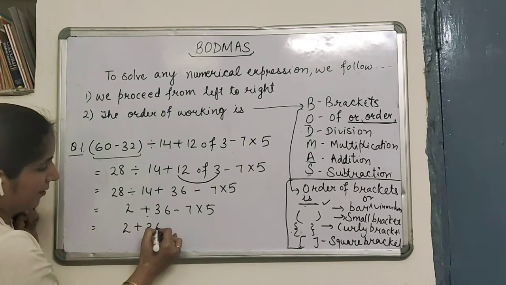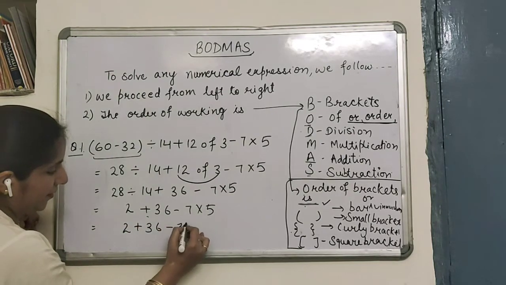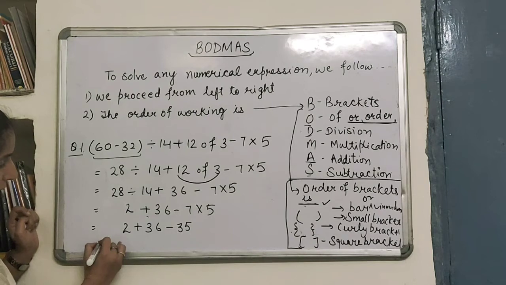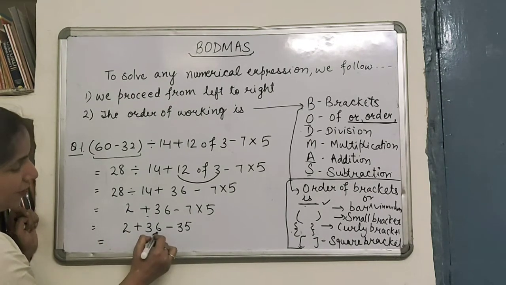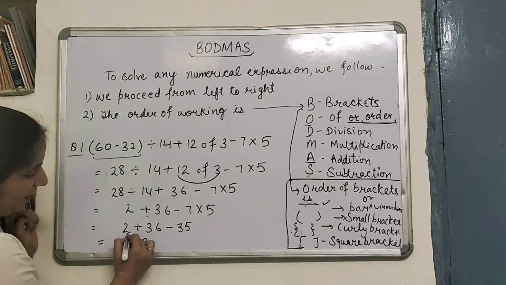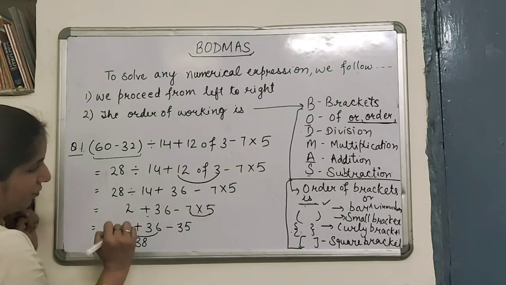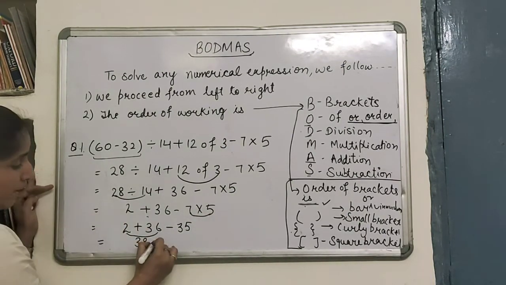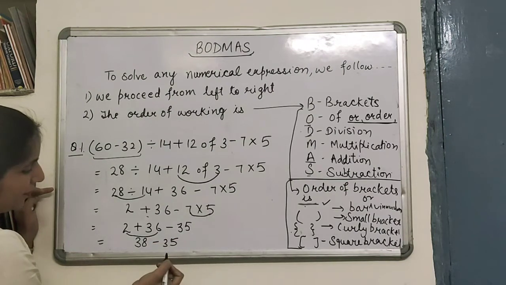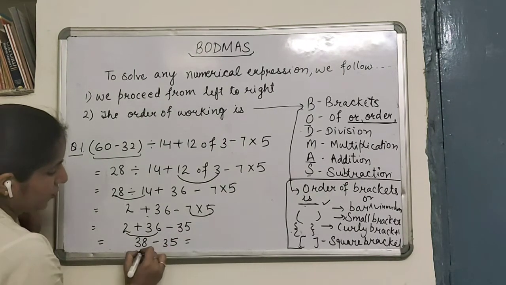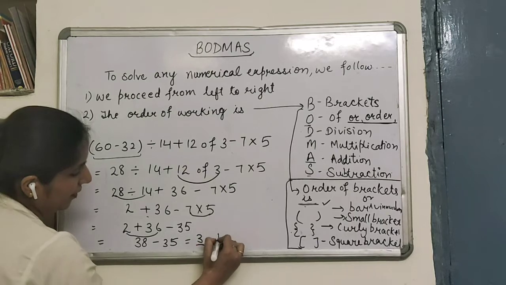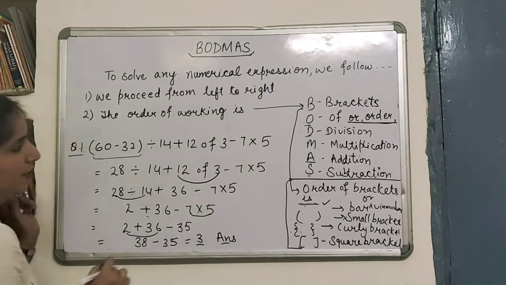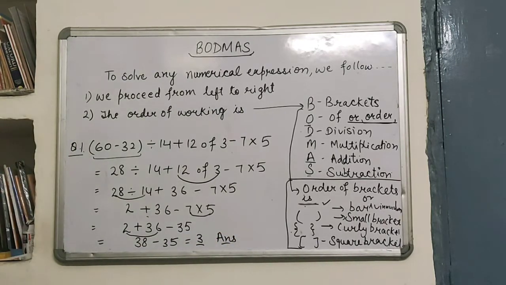So I am writing here 7 5s are 35. After that, addition we need to solve first, with 38. We have solved this earlier. Now minus 35, only one operation is there, that is subtraction. So what will we get here? 3. So this is the answer. In this way we can solve the various questions.